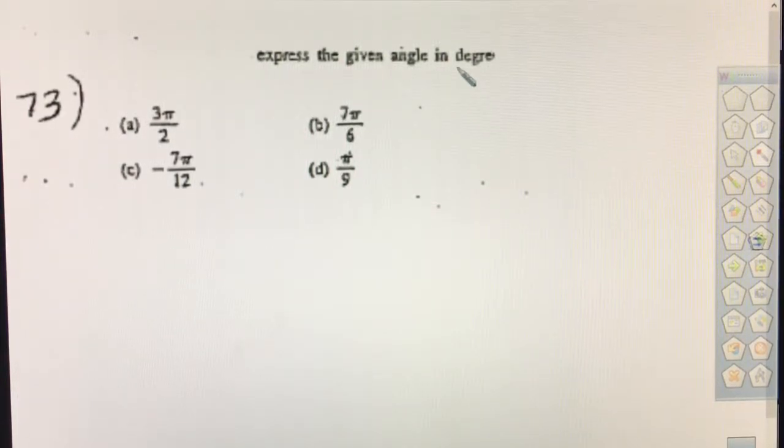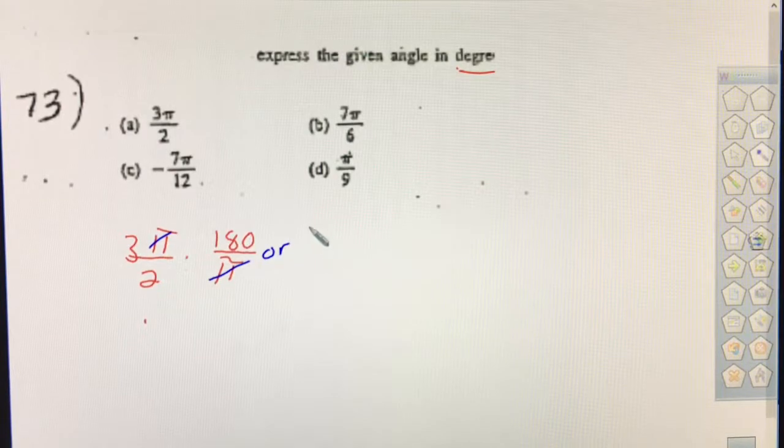I'm going to go from radians to degrees in this one. So 3 pi over 2 times 180 over pi. The pi's simplify. They're going to do 3 times 180 divided by 2, or 3 times 90. 180 cut in half is 90. That's going to give me 270 degrees.